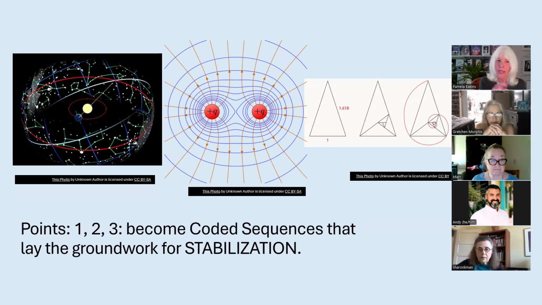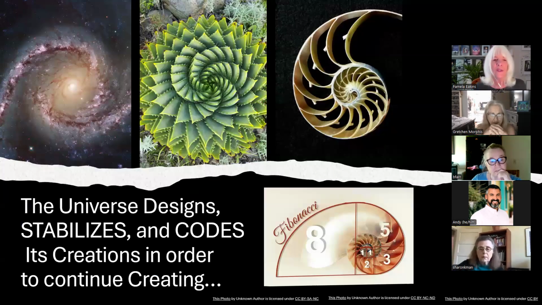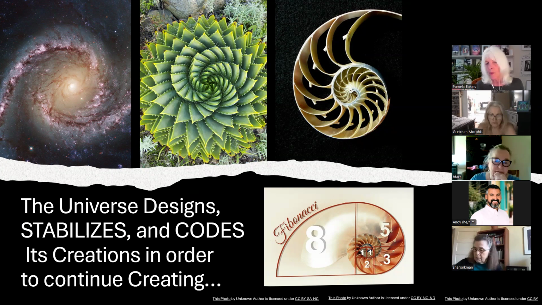So what we're looking at is 1 point, which becomes the center. Then we're looking at 2 points, which move into relationship. Then we have 3 points, and everything changes, because it's 1, 2, many. The universe designs, stabilizes, and codes its creation in order to continue creating. And these are examples that move all the way out throughout the universe.